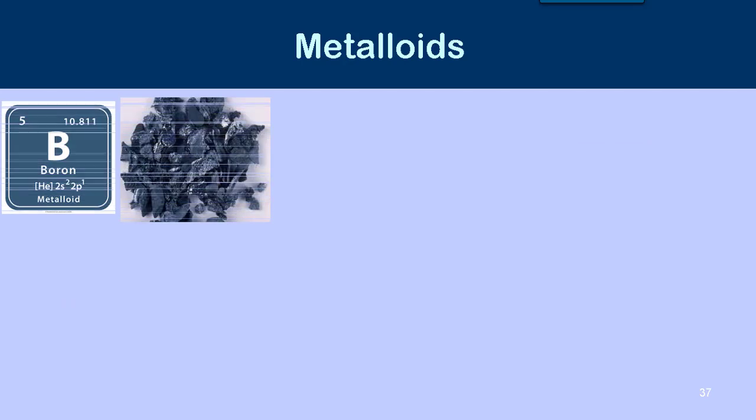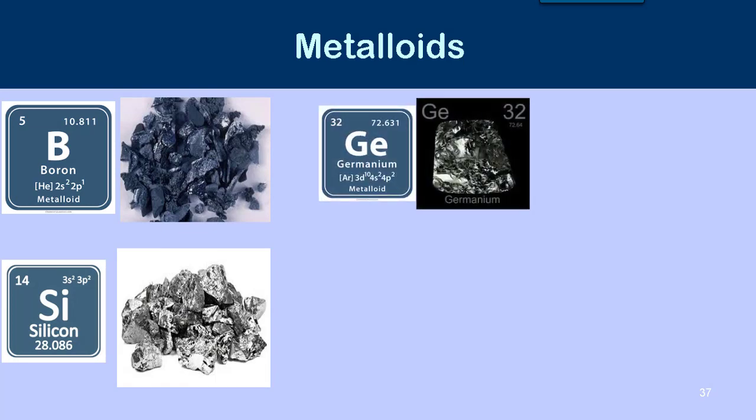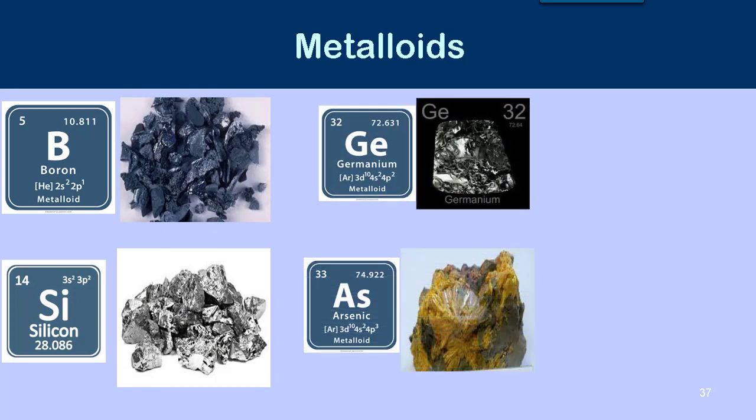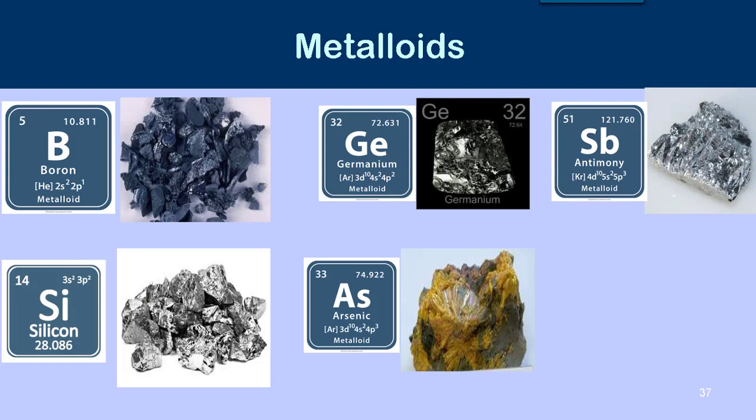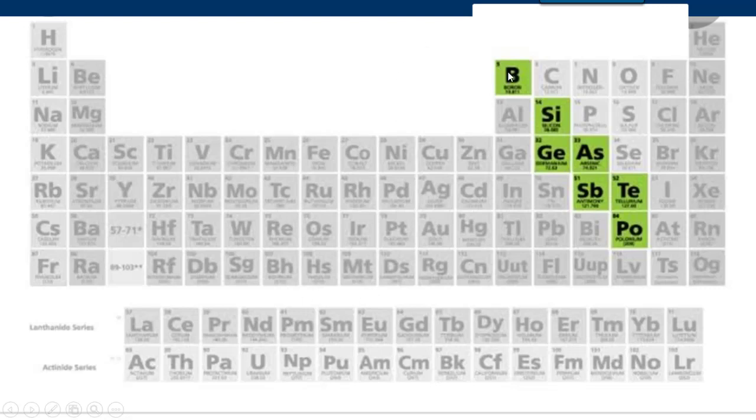Metalloids are boron, silicon, germanium, arsenic, antimony, and tellurium. And this is the location of metalloids in the modern periodic table.